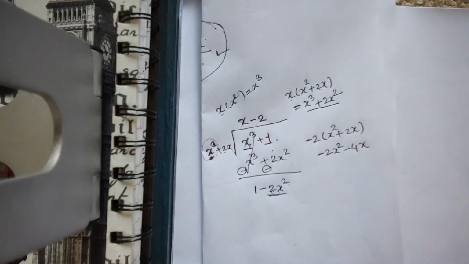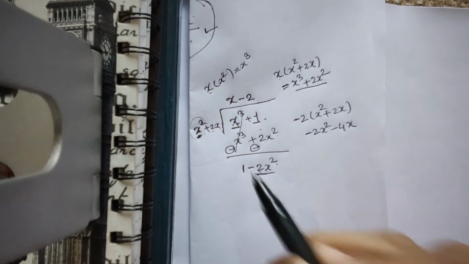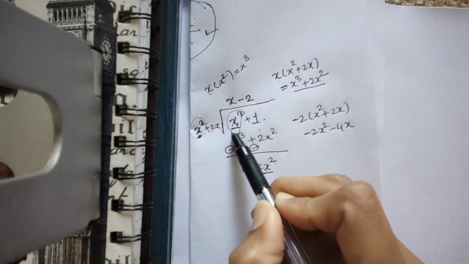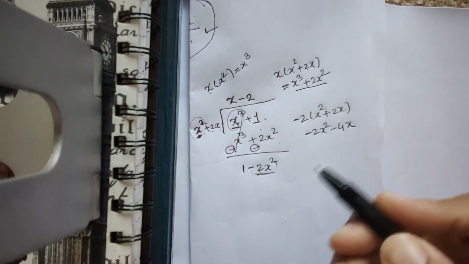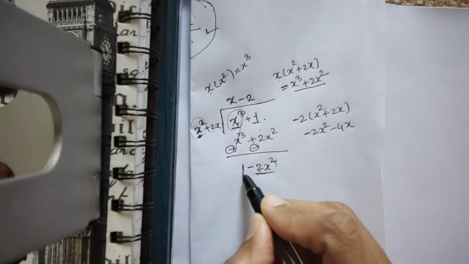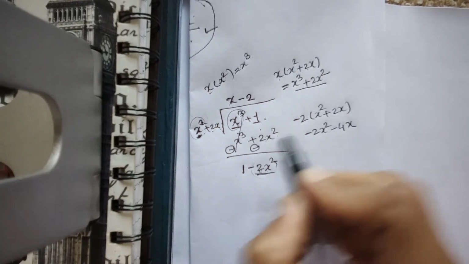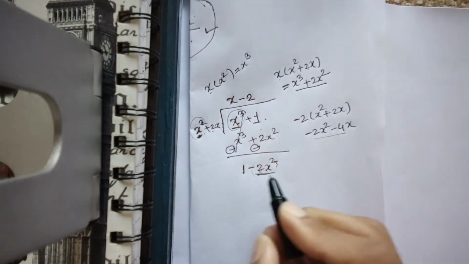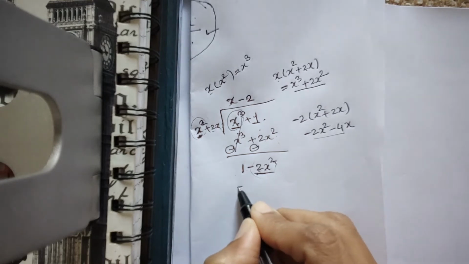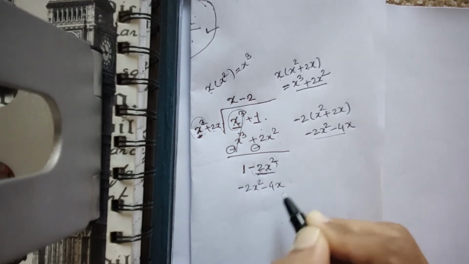Correct? Just think about one term at a time. Do not think about cancelling x square plus 1 all at once. No. Start with x cube, then x square, or whatever you are getting with x, not the constant. Do not think about the constant. So now write this product here. Minus 2 into x square is minus 2x square, minus 4x.